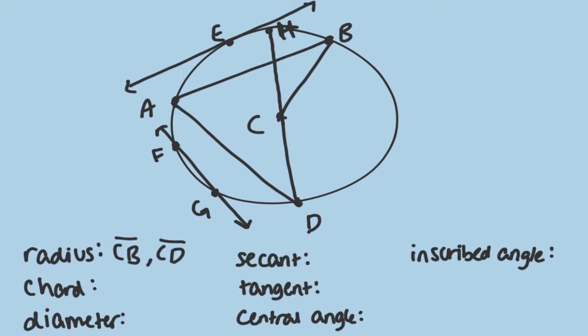A chord is a segment whose endpoints lie on a circle. So that could be like AB or AD or HD. And a diameter is a specific type of chord where the chord goes through the center of the circle. So that would be HD.